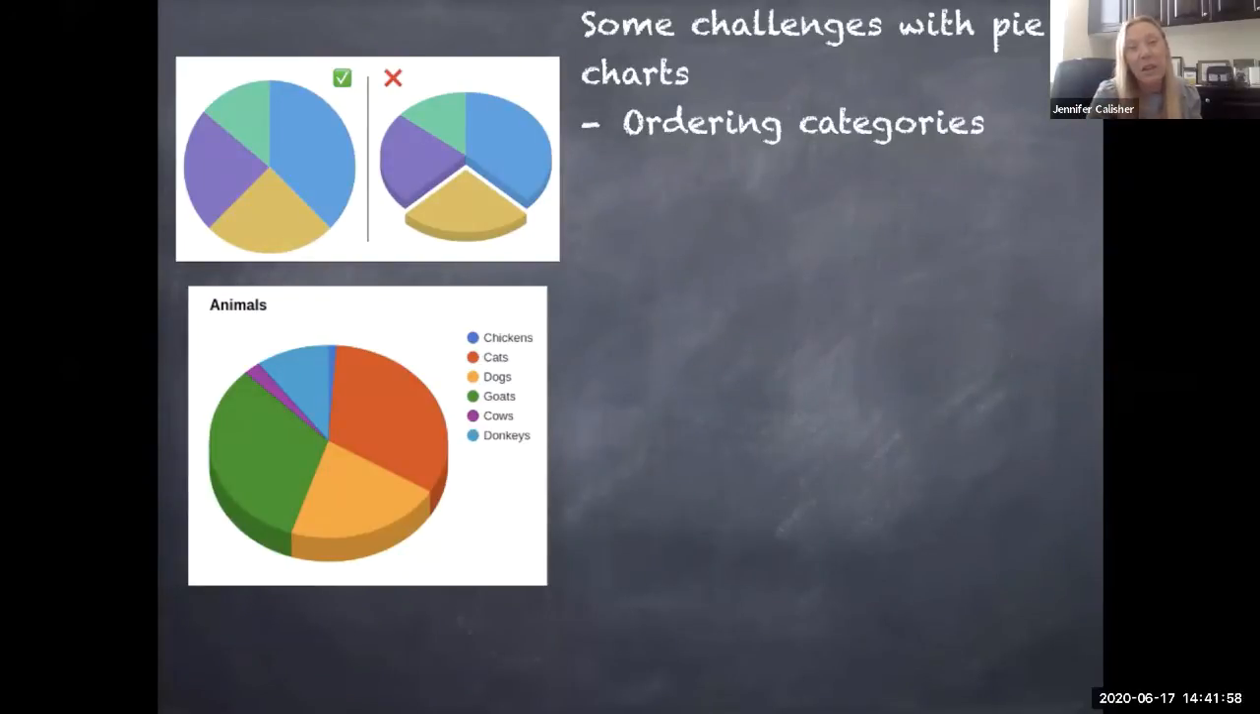Some things we need to watch out for is ordering, right? I think sometimes if they're ordered with the smallest to biggest group where it goes in a circle, that's easier. But when it's random wedges, it's much harder to read. So the ordering can be a little challenging.